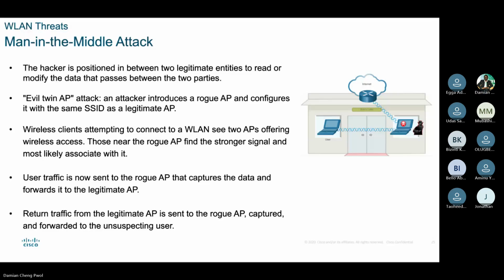Evil twin attack. An attacker introduces a rogue AP and configures it with the same SSID as the legitimate AP. A wireless client attempting to connect to a WLAN sees two access points offering wireless access. Those near the rogue access point find the stronger signal and most likely associate with it. User traffic is now sent to the rogue access point, which captures the data and forwards it to the legitimate access point. Return traffic from the legitimate access point is sent to the rogue access point, captured, and forwarded to the unsuspecting user. So this is using the rogue.